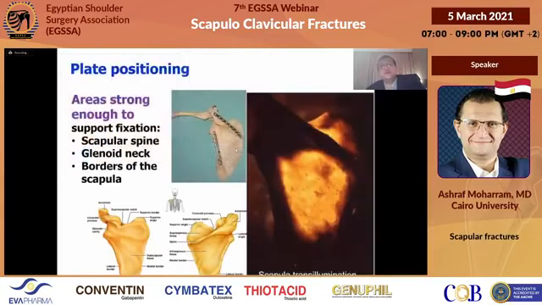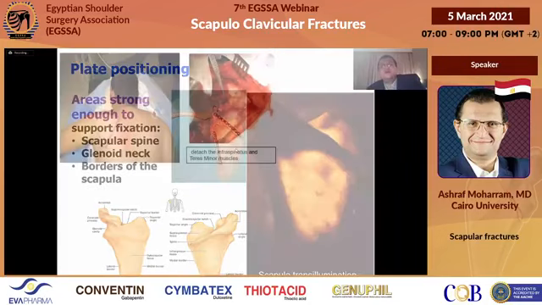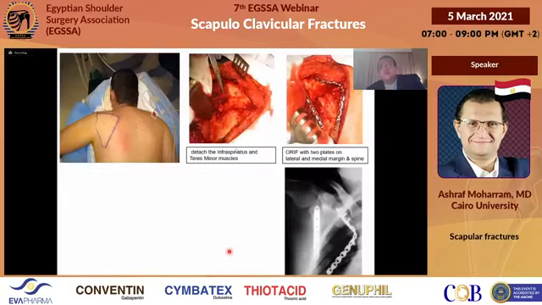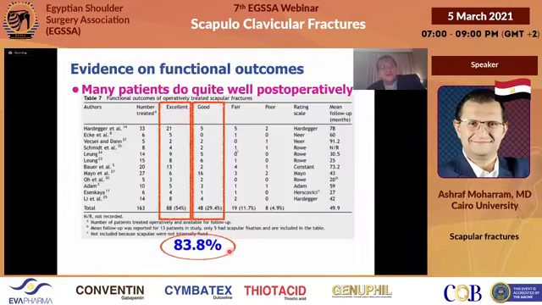Where do we put our plates? We could look at the scapula against the light. You find that the body is very thin, except at the glenoid area, the lateral border of the scapula, the spine of the scapula, and the medial border of the scapula, which is where we usually can put our fixation. We put 2 plates, one on the medial border going up to the spine of the scapula, and one on the lateral border, and restore the glenopolar angle and the medialization.